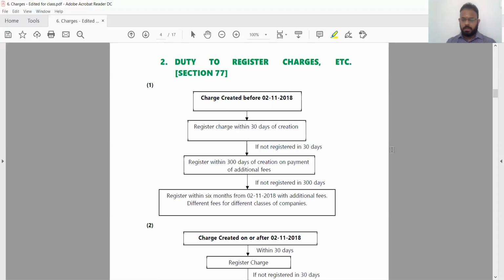So that's what they wanted to make. Either before 2/11, the charge would have completely finished, that payment would have been completely made and it is securely done and completed. If not done, then register within 6 months from 2/11/2018 with the additional fee. So that's what they wanted to talk about in your charges created before 2/11/2018.